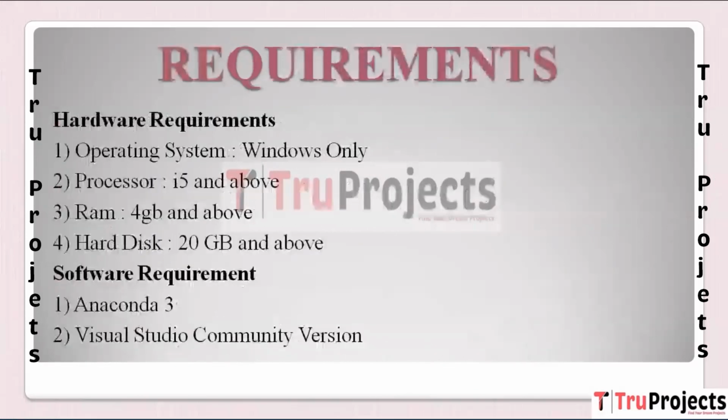So now coming to the requirements part, here we have two types of requirements, that are hardware requirements and software requirements. In hardware requirements, operating system Windows is required, processor i5 and above, minimum 4 GB of RAM is required, hard disk 20 GB and above. Coming to the software requirements part, Anaconda 3 is required and Visual Studio Community version is required.